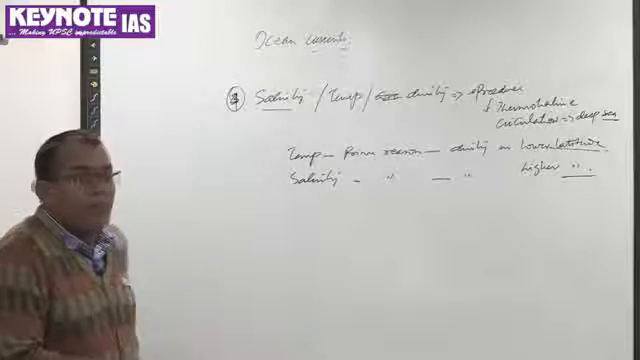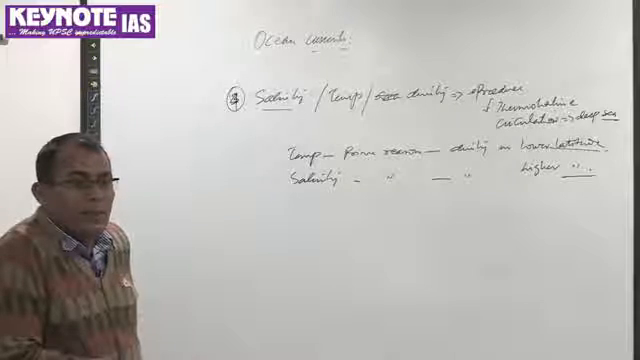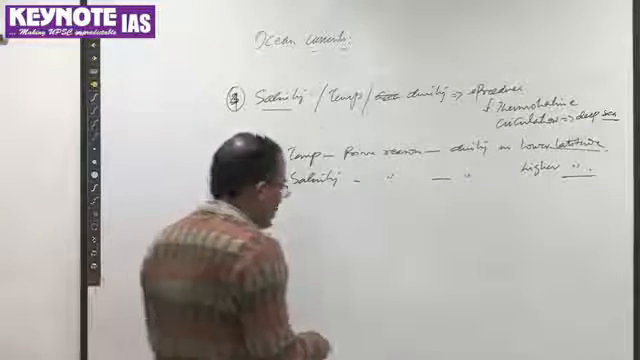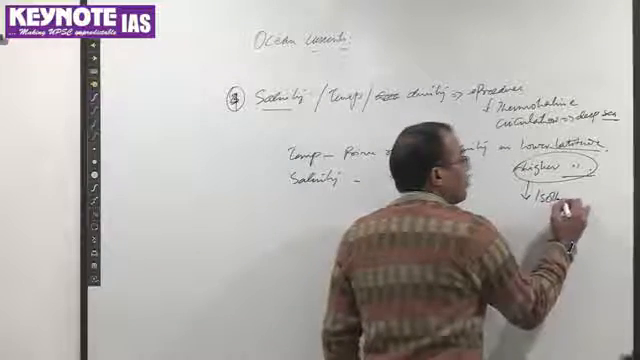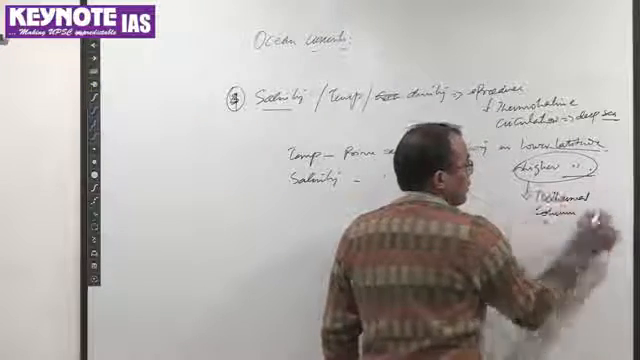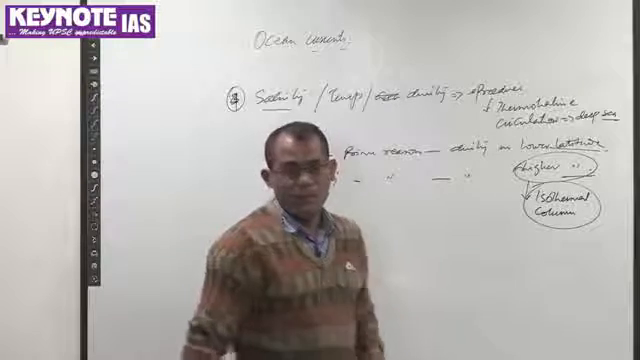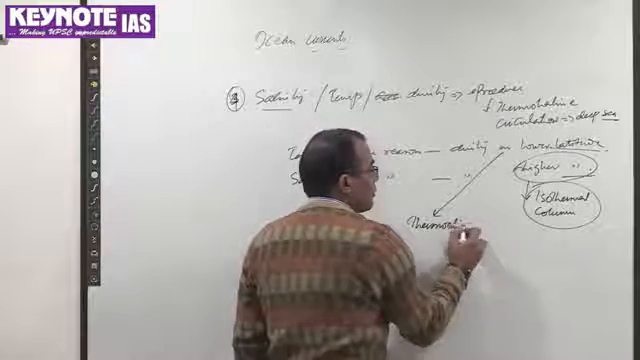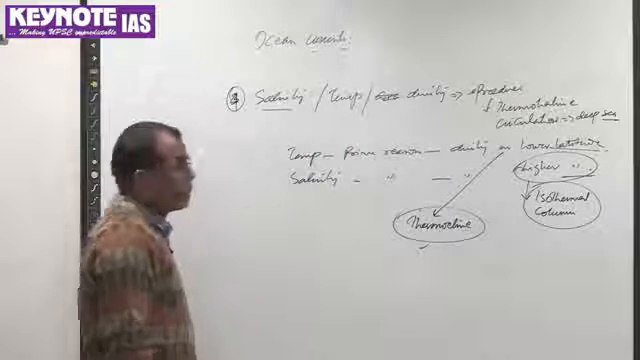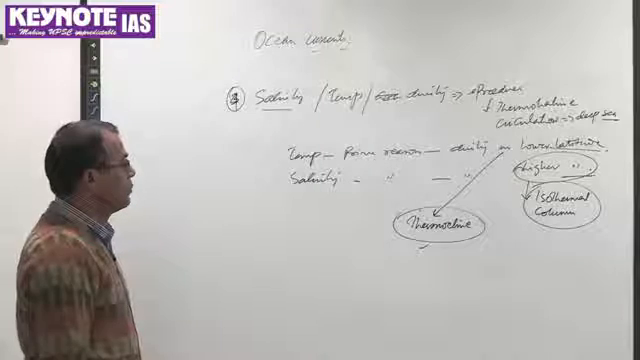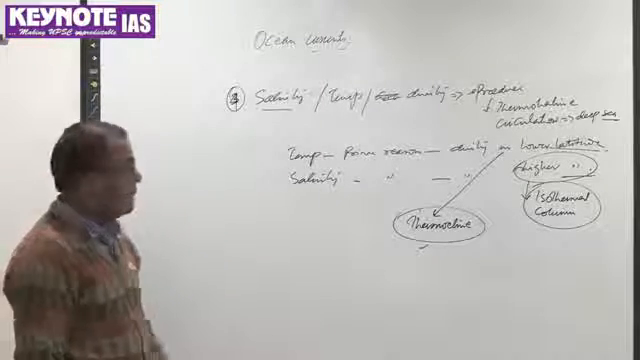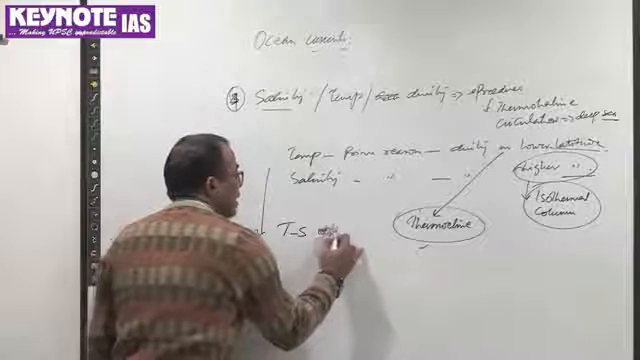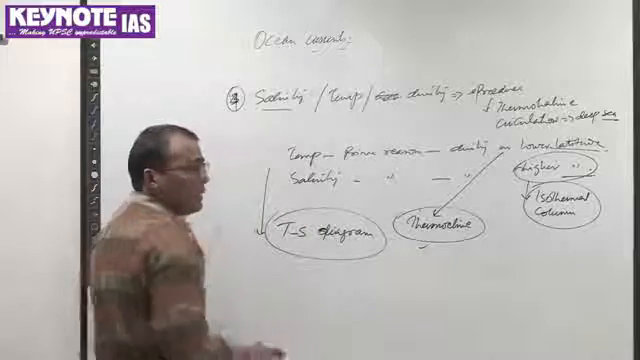Similarly, salinity is a more important reason behind density variation in the higher latitude, because higher latitude has an isothermal column, right? And because of the isothermal column, the density will be affected by salinity. Here you have thermocline present. There thermocline is absent, yet there will be density variation associated with salinity, and that's how it is shown through what we call TS diagram, temperature salinity diagram.